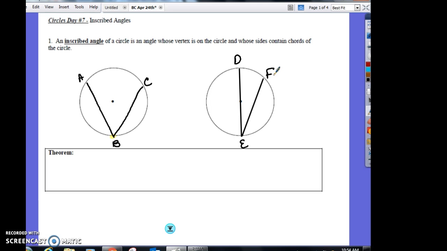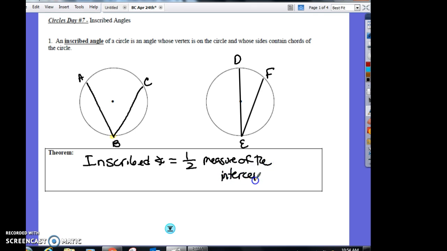Now, how do I find an inscribed angle? Well, that is our first theorem of the day. An inscribed angle is not going to be equal to its arc measure. It's going to be equal to half the measure of the intercepted arc. So we're going to find what arc it makes, and we are going to take half of that arc.